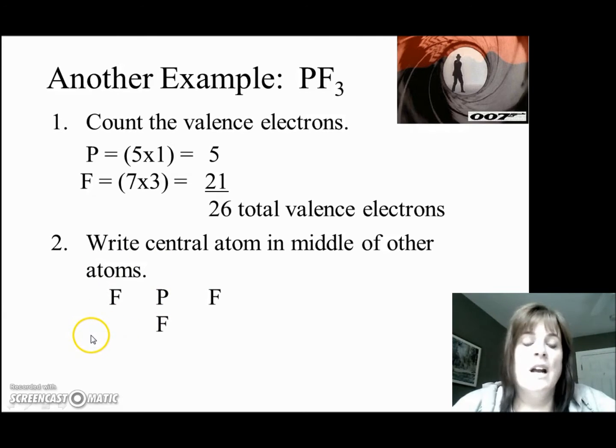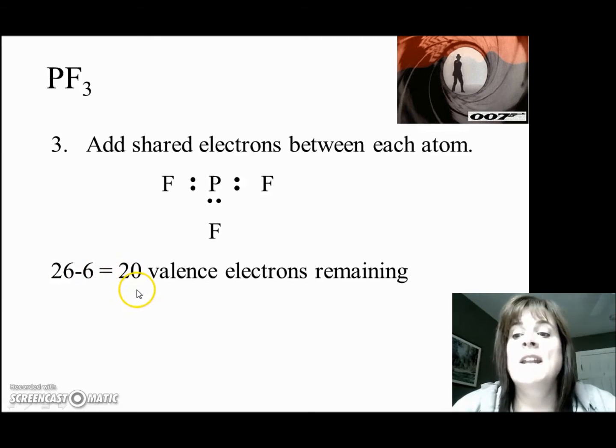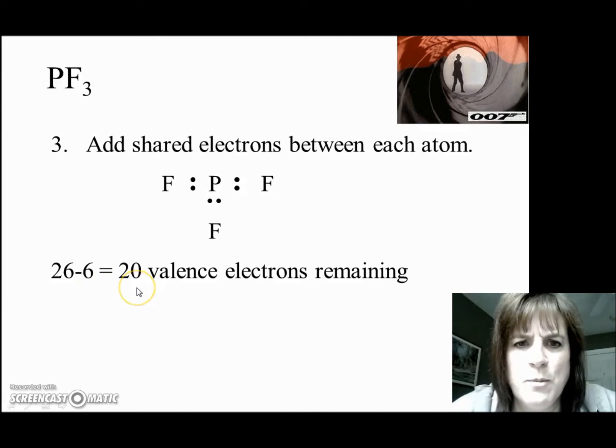Next, we're going to put in our bonding pairs. So we're going to put in 2 dots between each of the atoms here. So a pair of dots between phosphorus and fluorine here, here, and here. So we've just used 1, 2, 3, 4, 5, 6 valence electrons out of our 26, which means we have 20 left to go. That means 20 more dots.